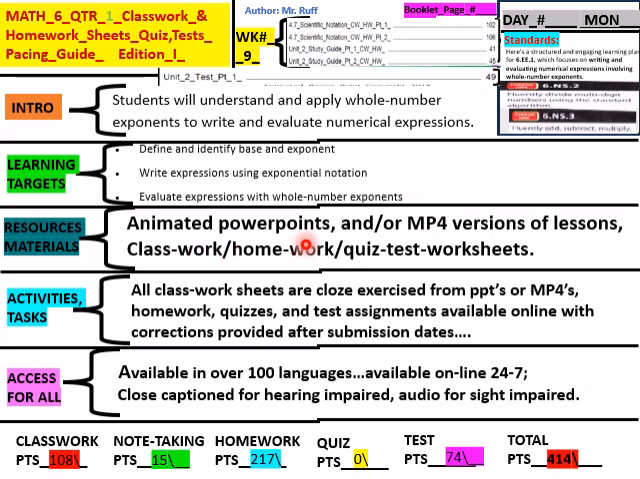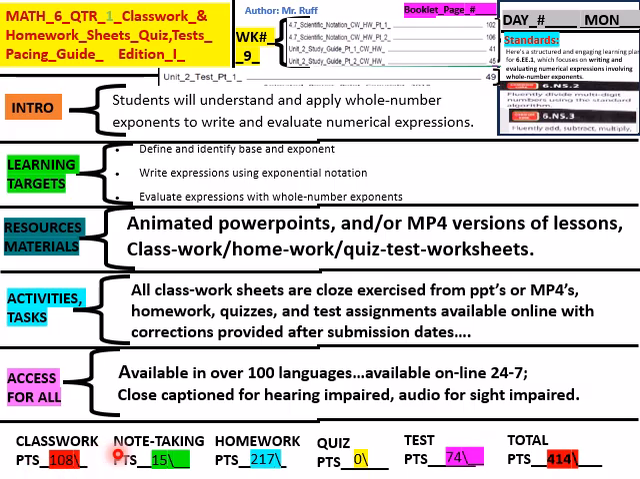Resources, materials, animated PowerPoints, and MP4 versions of lessons, classwork, homework, quiz, tests, worksheets. Everything is on animated PowerPoints and video. And then activities and tasks. All class worksheets are closed exercise from PowerPoints or MP4s. Homework, quizzes, tests, assignments available online with corrections provided after submission dates, and then access for all, available in over 100 languages, available online 24/7, closed caption for hearing impaired, audio for sight impaired.